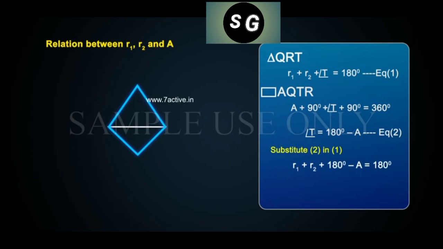R1 plus R2 plus 180 degrees minus A equals 180 degrees. The 180 gets cancelled and R1 plus R2 equals A. Equation 3.